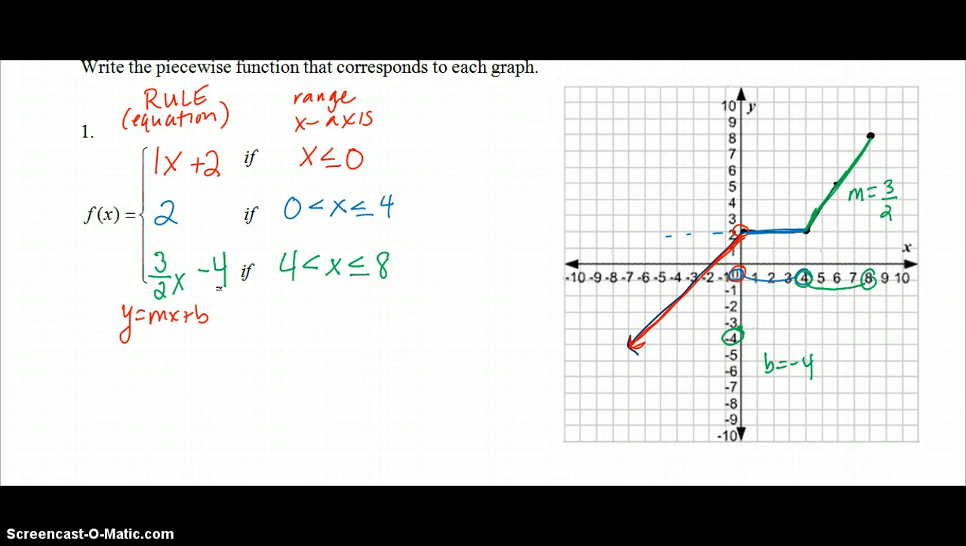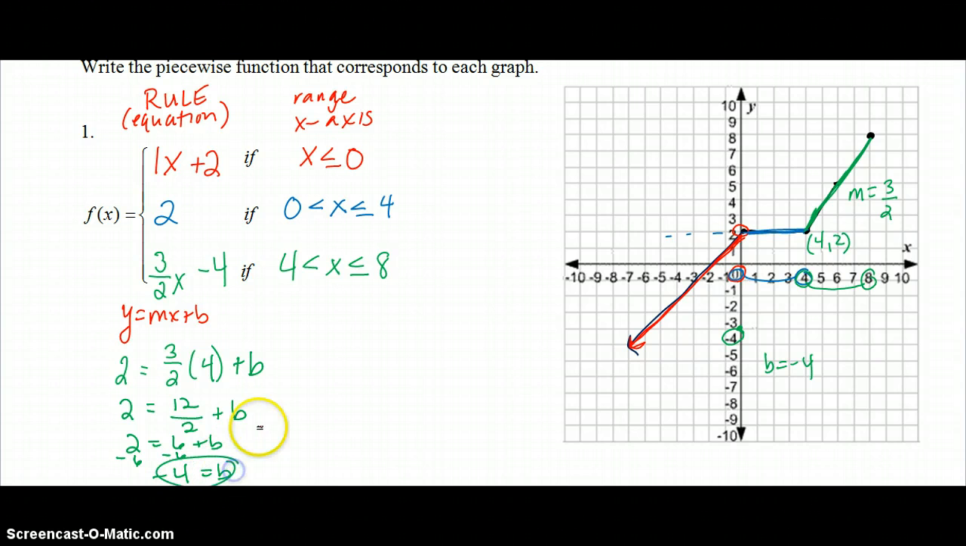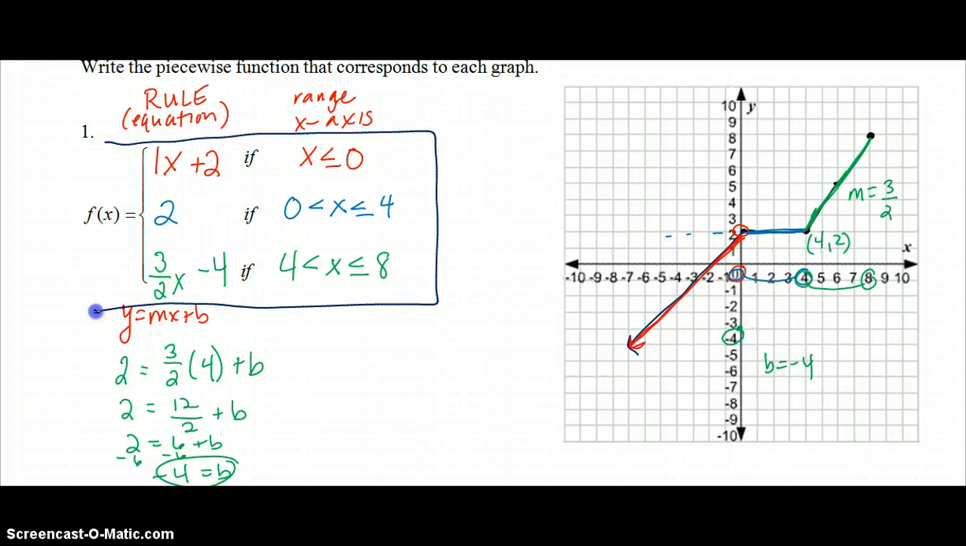If we were to do this algebraically, we could take any one of the points along here. So if we just looked at this first point, 4, 2, and we plugged the 2 in for y, kept our slope of 3 halves, plugged 4 in for x, and then solved for b. So we'd have 2 equals 12 halves plus b, 2 equals 6 plus b, and when we subtract 6 from both sides, we would get negative 4 equals b, which is the same one that we found if we just did it by tracing through the graph. And so now this is what this piecewise function would look like.